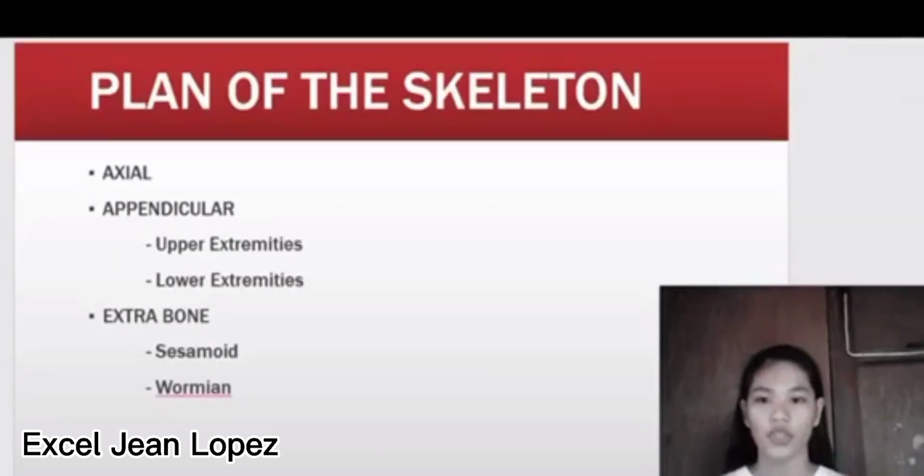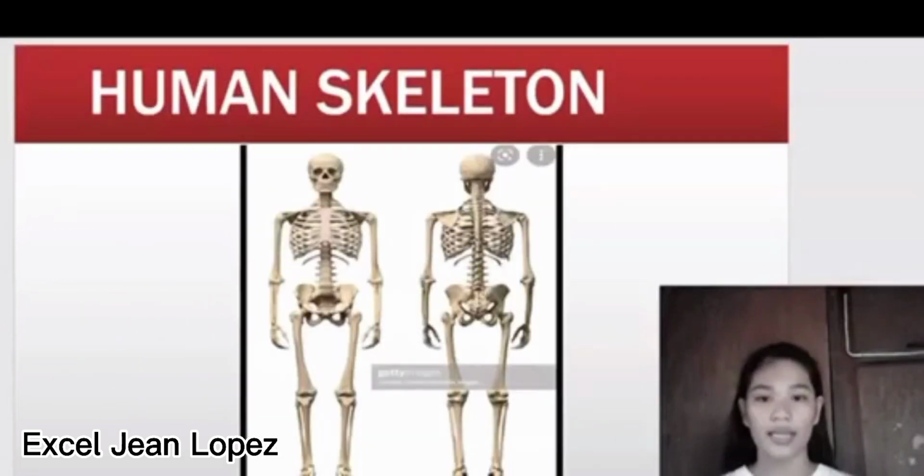So the plan of the skeleton. The human skeleton consists of 206 bones, if and only if there are no extra bones, which are the sesamoid or the wormian bones. The human skeleton is divided into two: the axial skeleton and the appendicular skeleton.